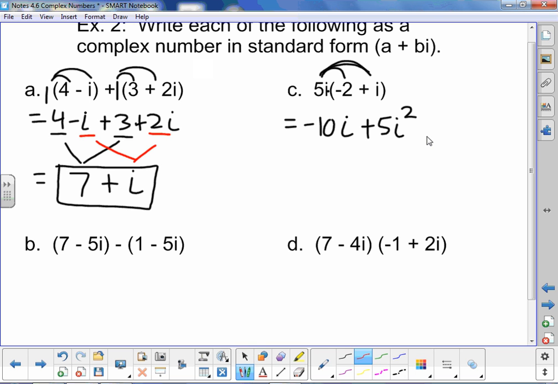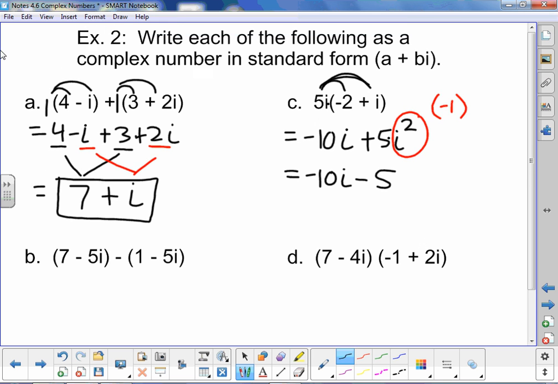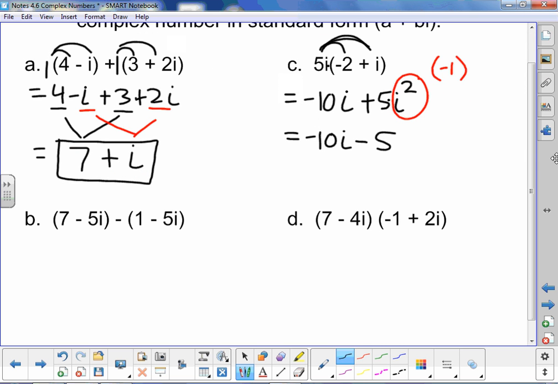Now, one thing here, I see an i squared. i squared can be replaced with a negative 1. So what happens here is you get negative 10i, and then 5 times negative 1 is a negative 5. So that actually turns into minus 5. Now, this is not right because it says complex number in standard form. We have our imaginary part before our real part, so we have to flip that around. So that's negative 5 minus 10i.